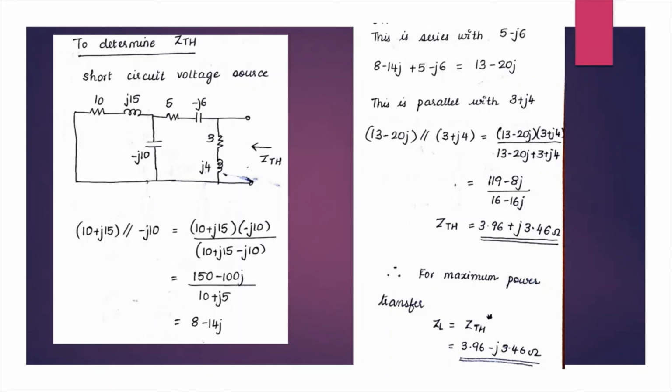And for maximum power transfer for an AC circuit, the value of ZL has to be the complex conjugate of ZTH. So 3.96 minus j3.46 ohm has to be taken.